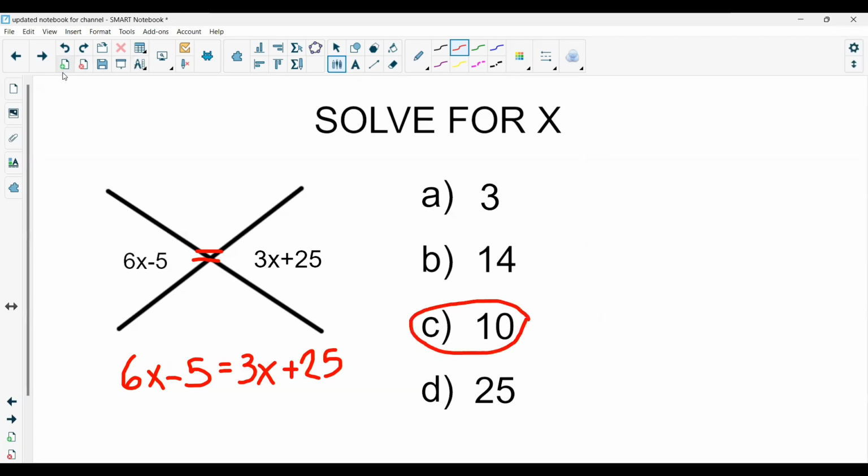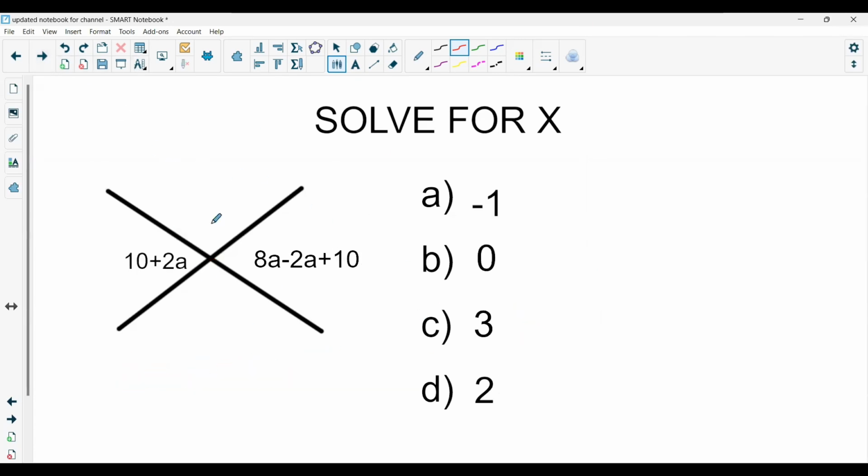Okay. On this next one here, go ahead and try this on your own. Pause my screen and press play when you're done and see if you got it correct. Okay. I'm going to go ahead and start on my end. I'm going to just start by looking at the vertical angles because they're across from each other. So I know they're equal. So I'm going to write out my equation right quick.